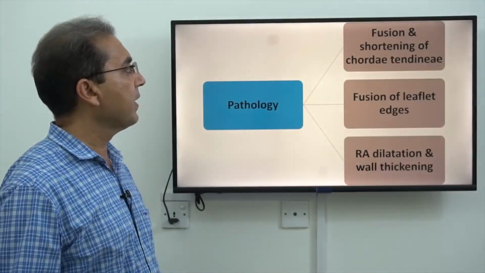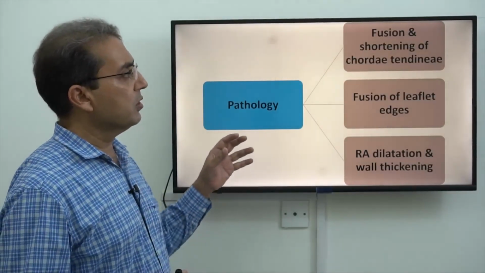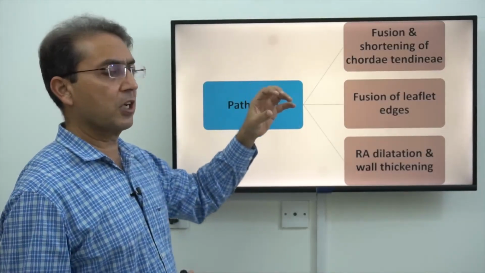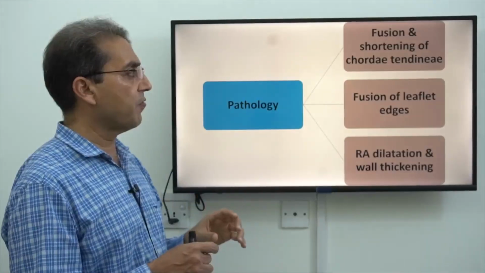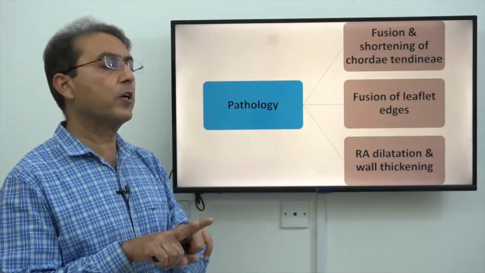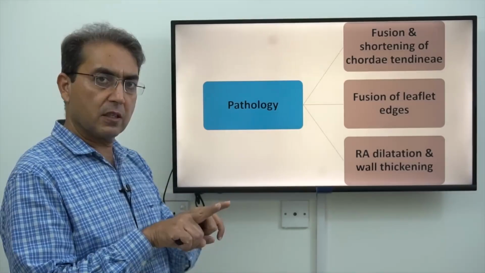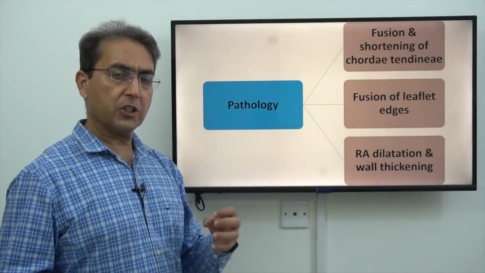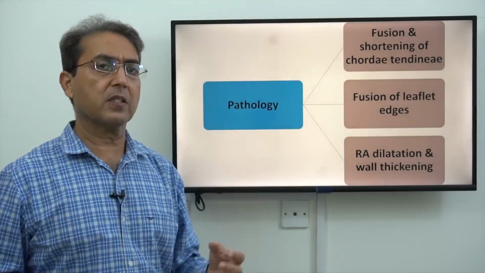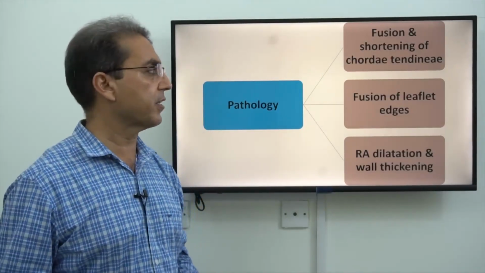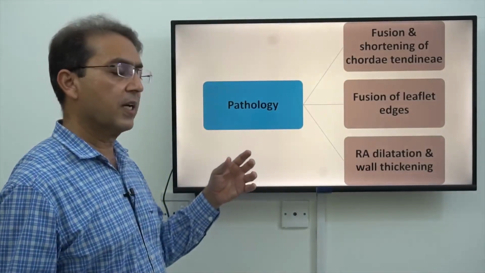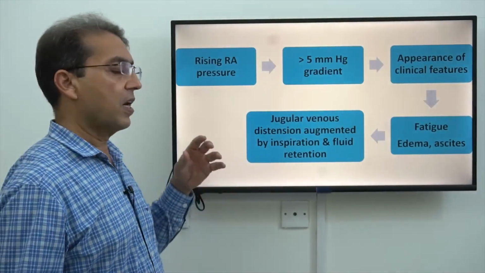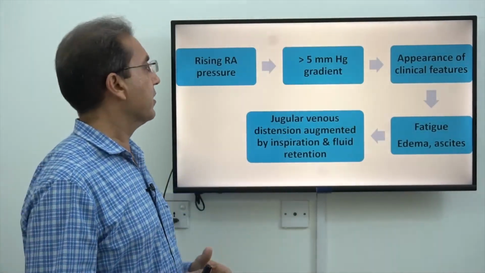Now, what pathology we see is, just as in mitral stenosis, there is fusion and shortening of the chordae tendineae. The valve leaflets are joined together. The edges are stuck together. Then there is dilatation of the right atrium, and there is a little bit of hypertrophy of the right atrium as well, depending upon the chronicity and depending upon the pressure gradient between the right atrium and the right ventricle.